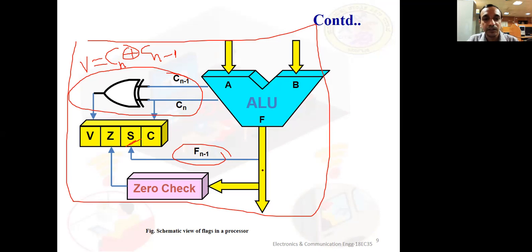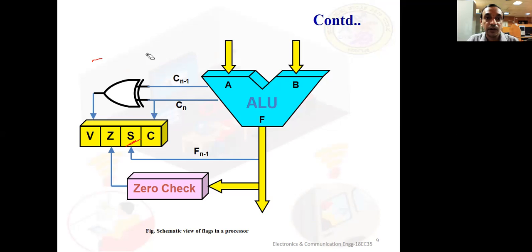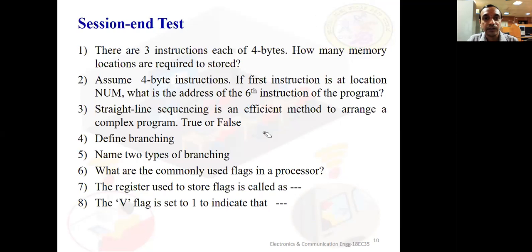So this is the topic which we wanted to discuss in this session, about condition codes, branching, and other related topics. These are the questions for you just to understand the topics. And we'll go to the next session for floating point numbers. Okay, thank you.